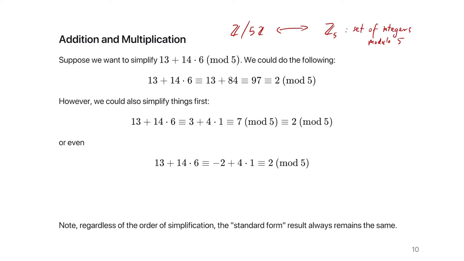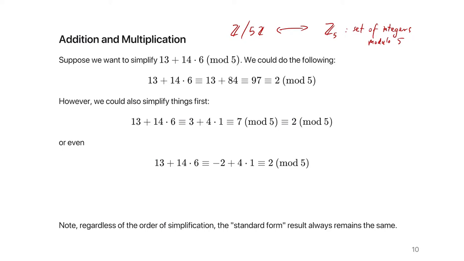Is that clear? Or I could even say, well, 13 is 2 less than the next biggest multiple of 5. So 13 is also equivalent to negative 2 mod 5. When you're doing these simplifications, you can change a number to a positive or a negative one, because all of these numbers are equivalent. And as long as your end result is one of the numbers 0, 1, 2, 3, or 4, you know that number will always be correct.